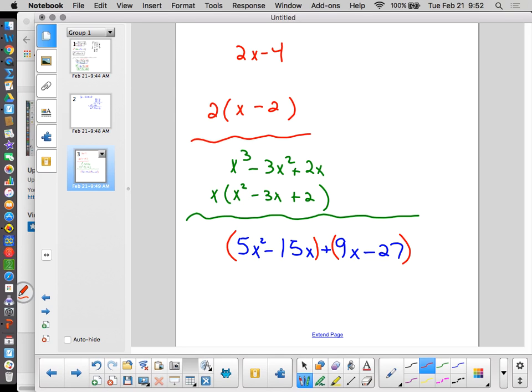These both have a 5 in common and an x, so I can pull out a 5x. When I pull out that 5x, that leaves me just an x here. Negative 15, negative stays. Negative 15 divided by 5 is 3. X divided by x, the x goes away. The plus sign is between the parentheses, it stays there. The common factor between 9x minus 27 is a 9. 9x divided by 9 just gives me x minus 3.